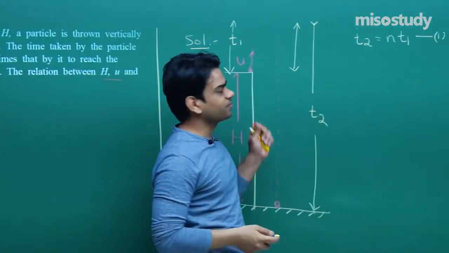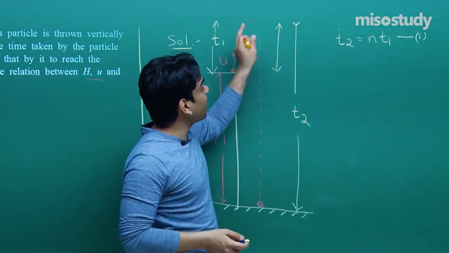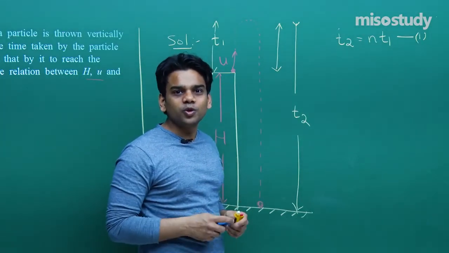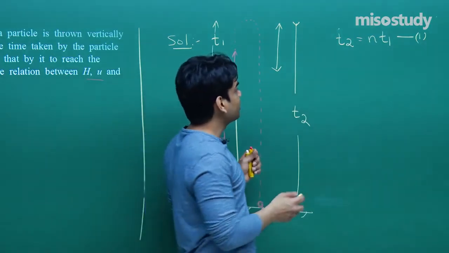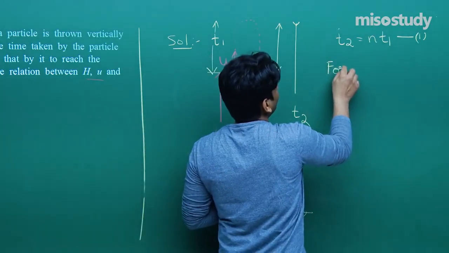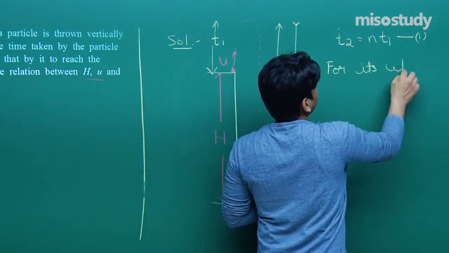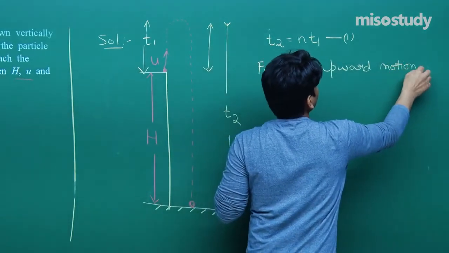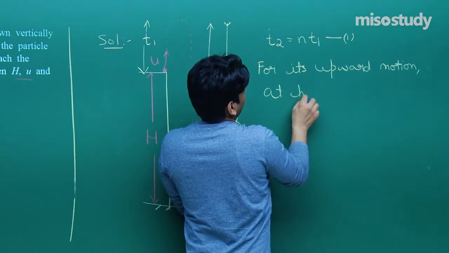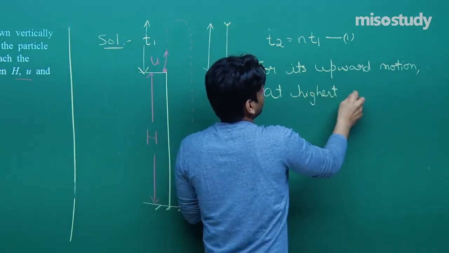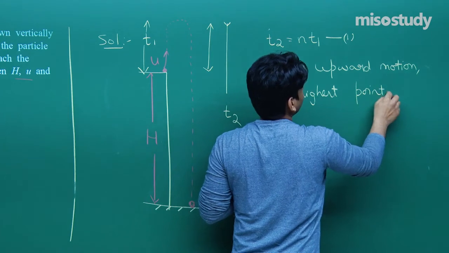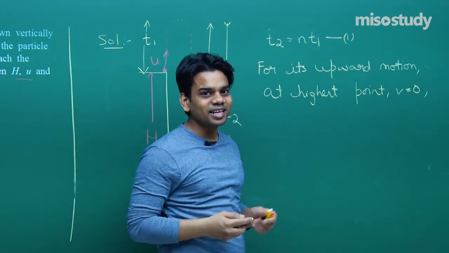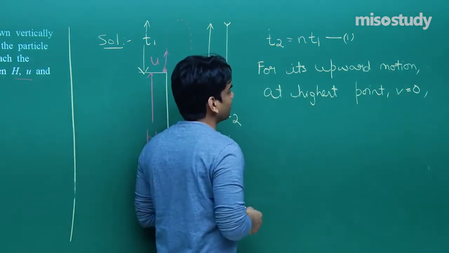Now, let's try to make an equation for t1 and t2. Now see, for t1, the velocity at the highest point will be 0. The time taken is t1. So if we use v equals u plus at, we can find out the time t1 relation. Now see, for its upward motion, at the highest point the velocity becomes 0. This is what we know, because the body will come instantly to rest for a small interval, for a small instant of time.